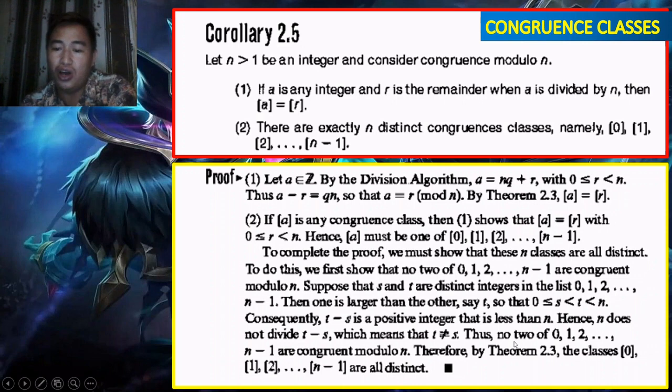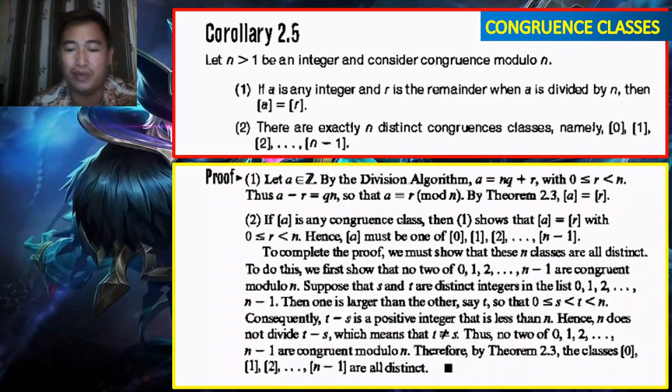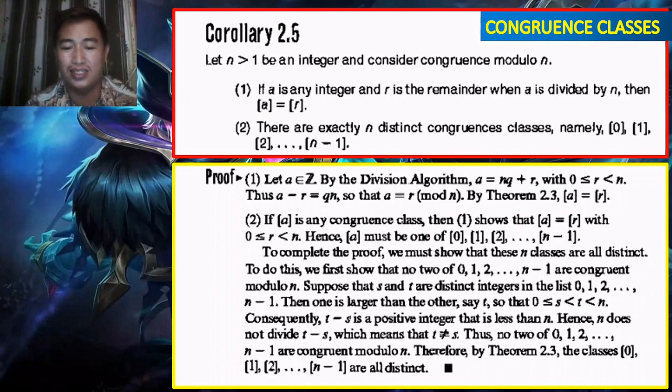So thus, no 2 of 0, 1, 2 up to n minus 1 are congruent modulo n. So there are no two that are congruent modulo n. So we have shown it, class. Therefore, by Theorem 2.3, the classes of 0 to n minus 1 are all distinct. Right? They are all distinct. None of them are equal. Okay? Did you get the proof?